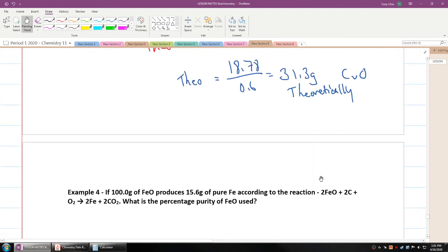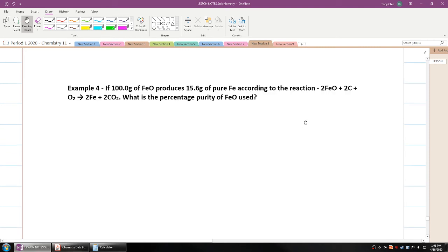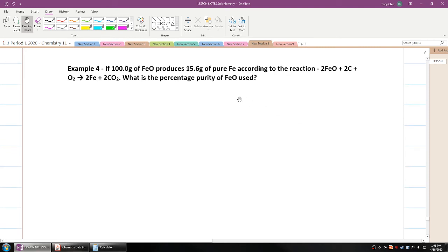Alright, what if we do impurity questions? Well, remember, impurity questions are exactly the same questions, just different terms. So let's see what we have. If 100 grams of iron 2 oxide produces 15.6 grams of pure iron, according to this reaction, what is the percentage purity of iron 2 oxide? So we want to convert this iron here into iron oxide. Okay, let's try it out.